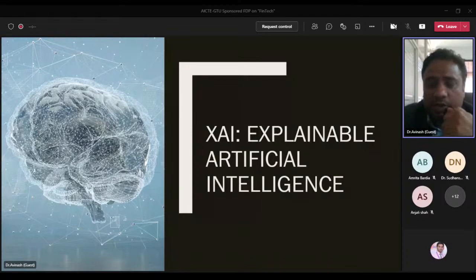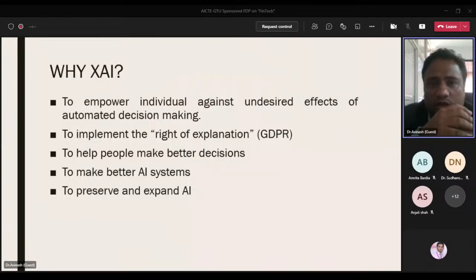This has become a new field nowadays, and it has become important also. Explainable AI means that it empowers individuals against undesired effects of automated decision making, and it also helps people to make better decisions and to make better artificial intelligence systems, to preserve and expand artificial intelligence, and it also helps to implement the right of explanation.